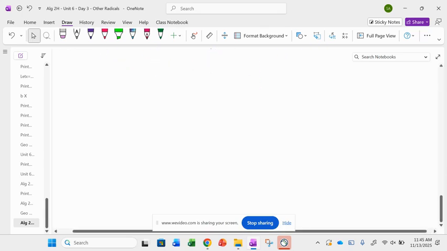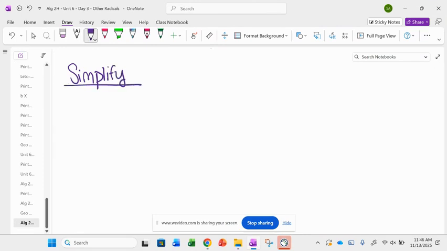Okay, so now the directions are to simplify. And so now I don't have a square root anymore. Now I have a cubed root. So now that there's a cubed root, I'm not looking for pairs. I'm not looking for twins. We're looking for triplets. We want 3 of the same number.